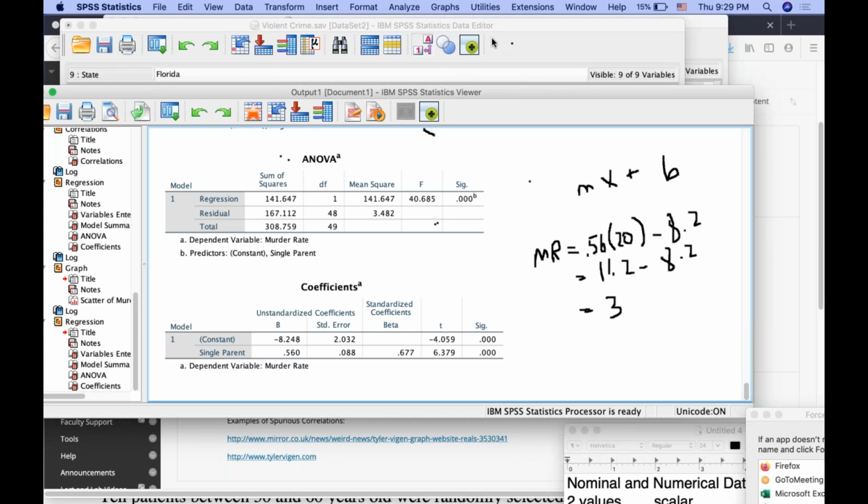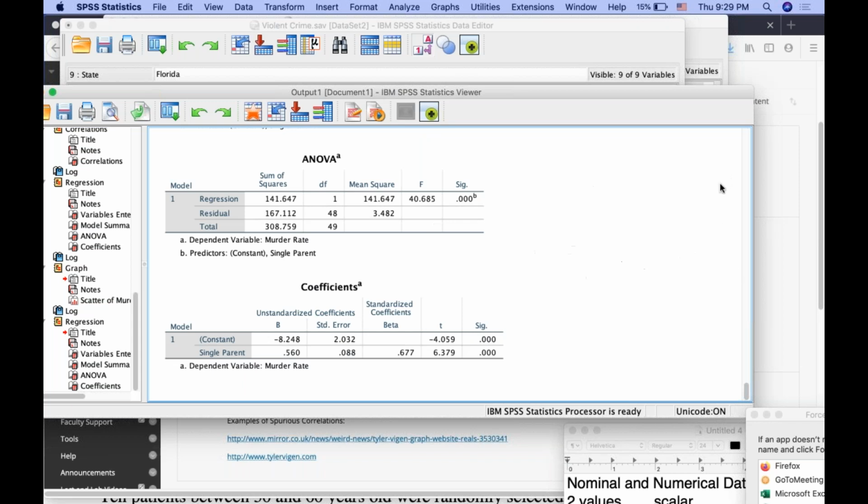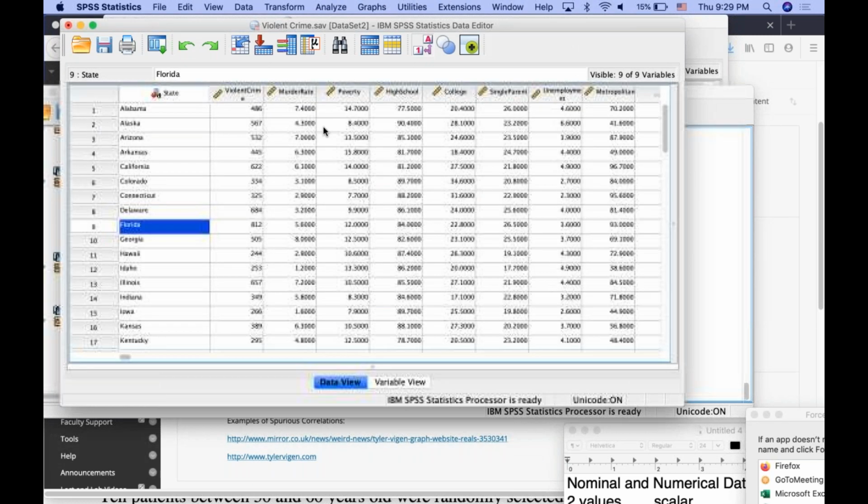So now I'm going to go back to the raw data. I'm going to clear all these and take a look at this. If I had a single parent rate of 20%, the closest I can find right off the bat is a 19% single parent household rate. And what is the murder rate for that state? 2.9. We got pretty close at predicting that, right?